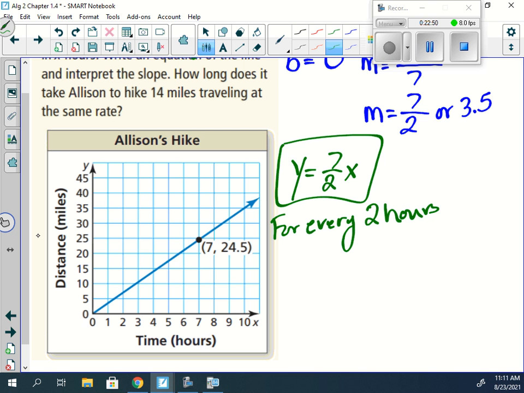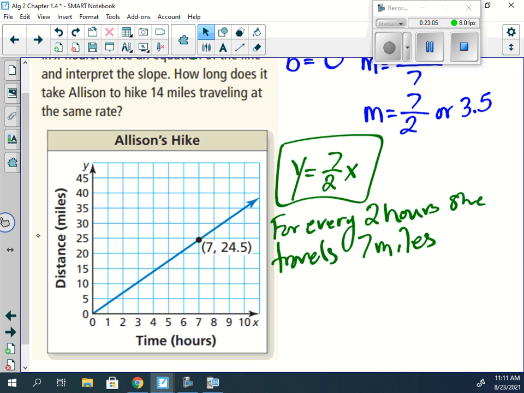Because the denominator would be our x. So for every 2 hours we travel, for every 2 hours she travels 7 miles. Or we could say that she travels 7 miles every 2 hours.